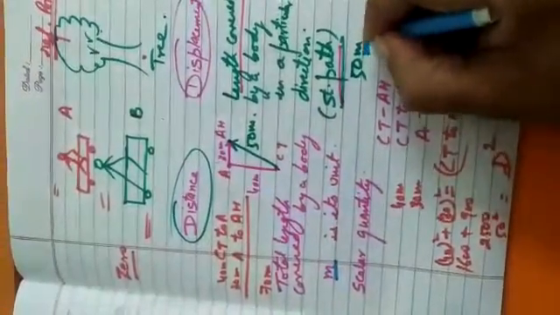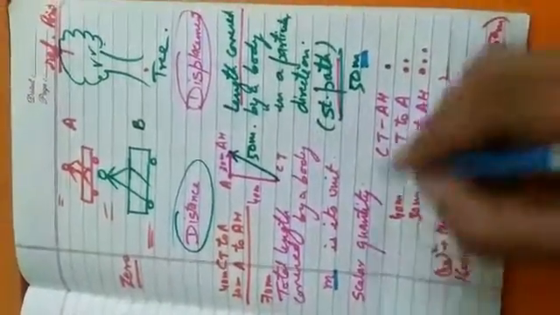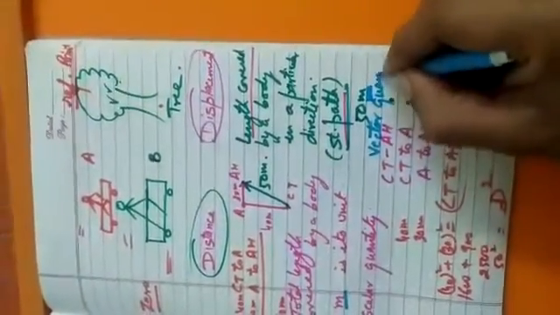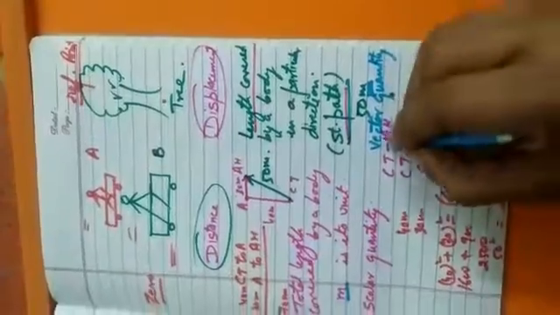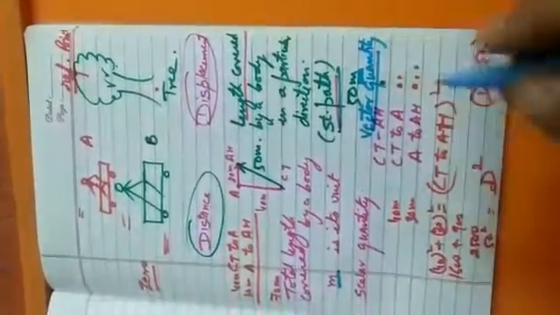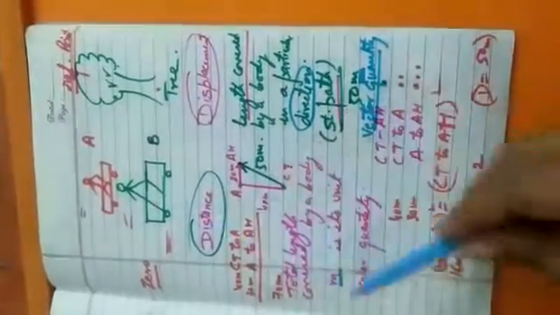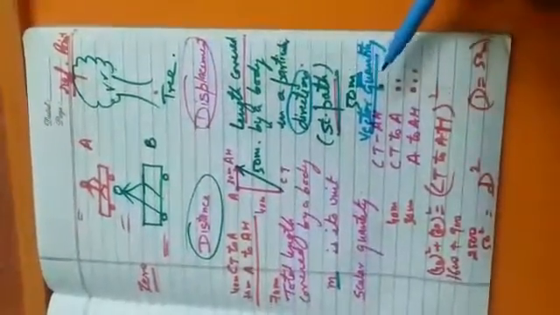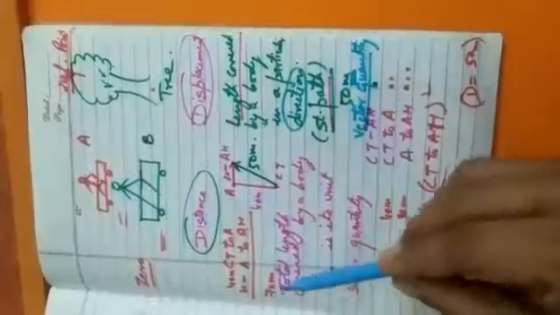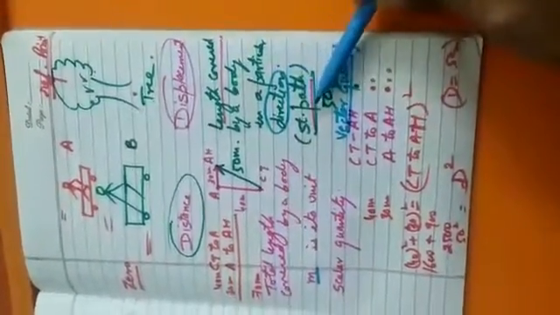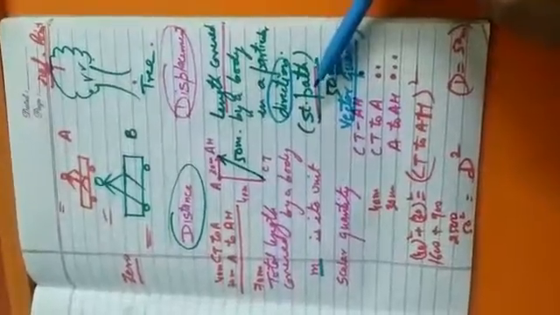Unit of distance is meter, displacement is also meter. But distance is a scalar quantity, this is a vector quantity. Vector quantity means it requires direction. So distance is a scalar quantity, displacement is a vector quantity. Distance is the total length, displacement is the length covered in a particular direction or in a straight path.